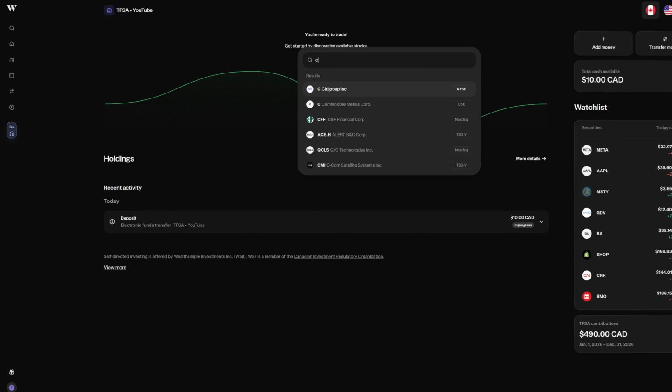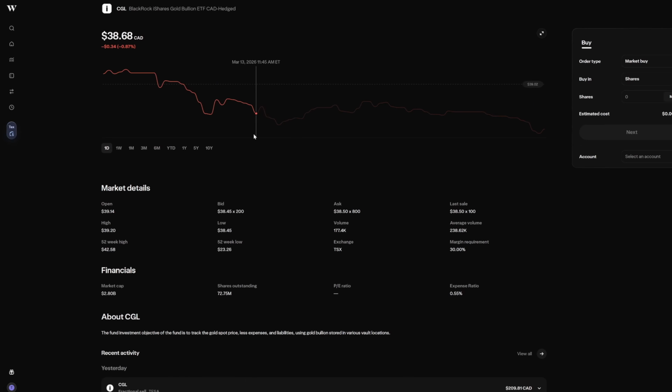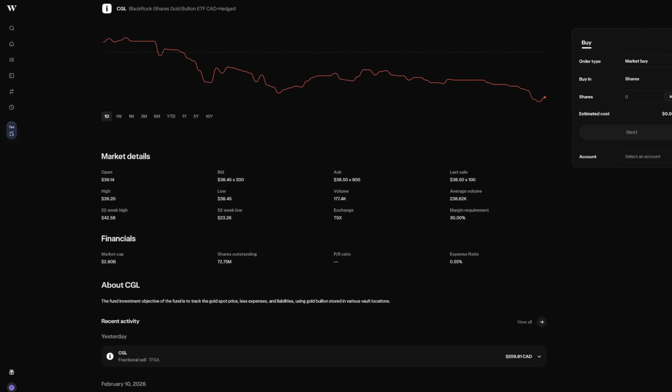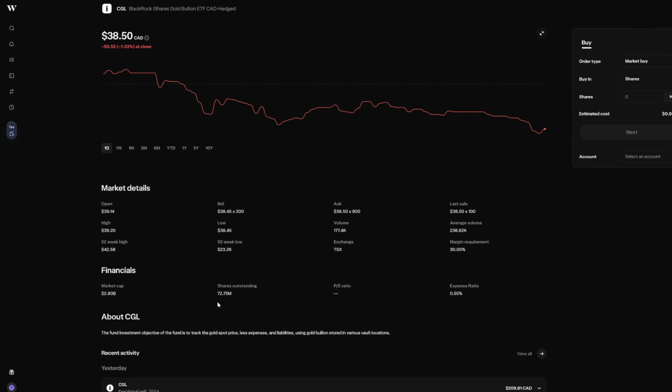First one is iShares Gold Bullion ETF, ticker symbol CGL. This ETF holds physical gold bullion stored in secured vaults. The goal of the fund is to track the price of gold as closely as possible, minus fees. This ETF has a management expense ratio of about 0.55% per year, which includes management fee and operating expenses.